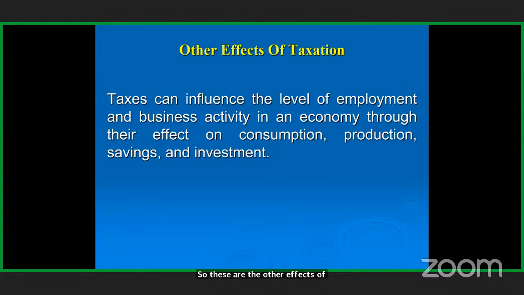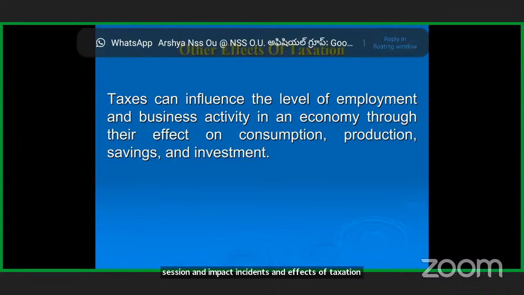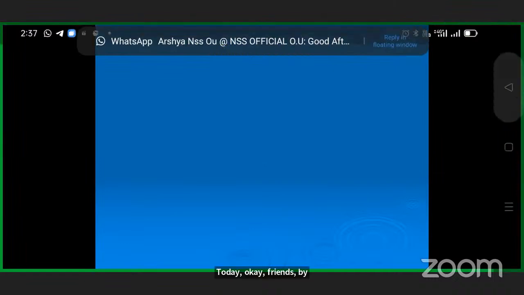Okay, friends, today in this class, we discussed the principle of maximum social advantage, which was developed by Dalton, and taxation and various types of taxes, classification of taxation, and impact, incidence and effects of taxation, and canons of taxation today. Okay, friends, by this, we are ending this class.